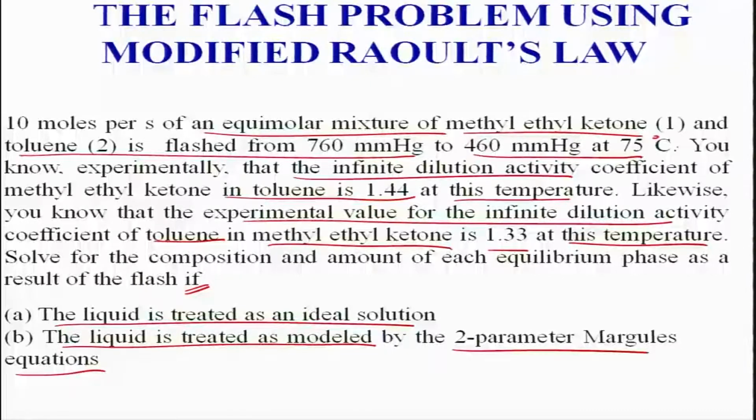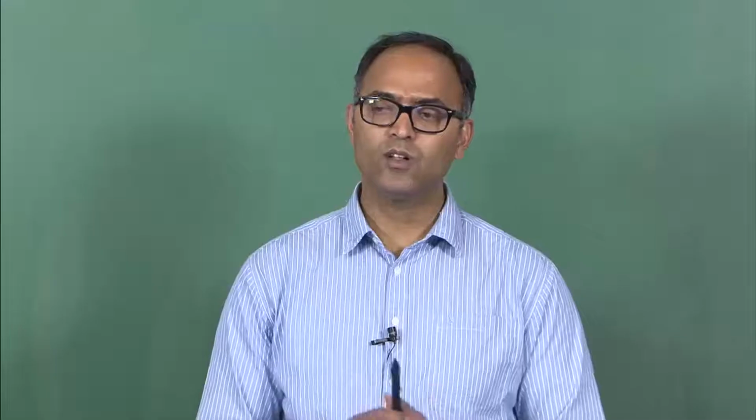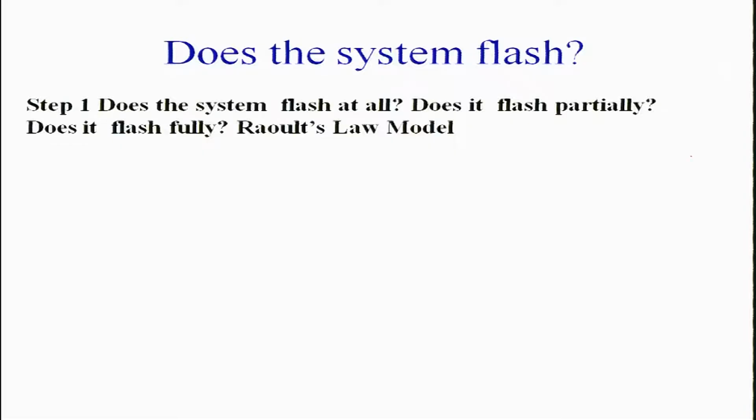Of course, you can maintain the temperature also, but usually temperature will vary. But let's look at this problem again. The condition at the flash state is 460 mmHg at 75 degrees Celsius. Now, in order to solve this, you must ask the question: does the system flash at all, does it flash partially, does it flash fully? Since the first part is to use the Raoult's law model, let us start with that.